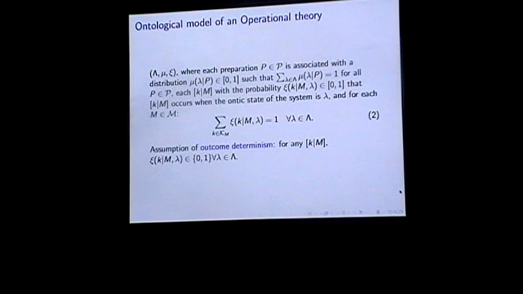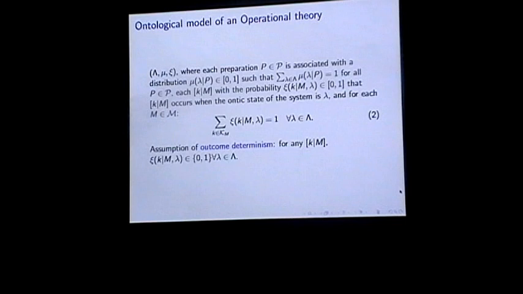An ontological model of an operational theory is an attempt to give an account of the operational theory as arising from a fact of the matter about the system you're trying to study. And so you want to ask for an underlying description for the operational theory. And here you postulate this triple of things. Lambda is the space of underlying states from which your preparations sample, and the distributions according to which they sample are labeled by mu. Distributions are normalized. Each measurement outcome is associated with a response function over the space of states. Response functions are normalized.